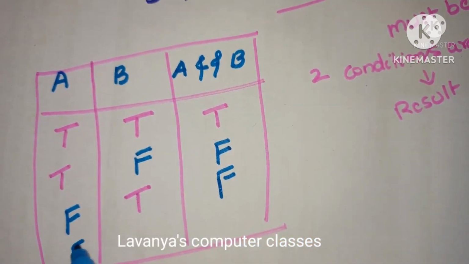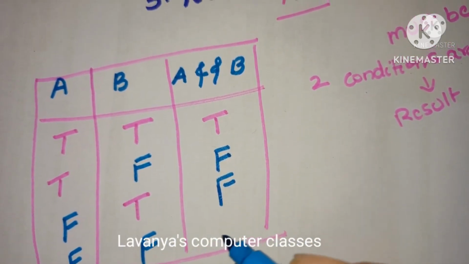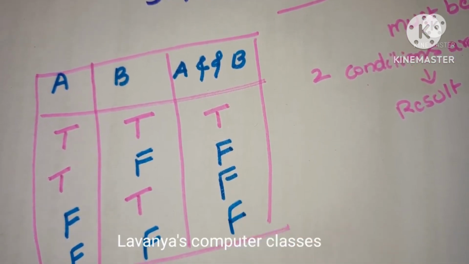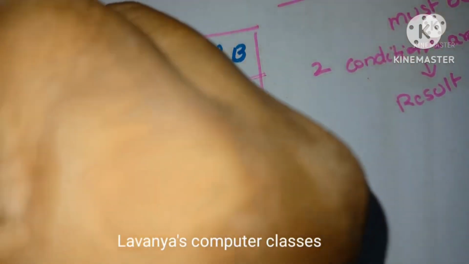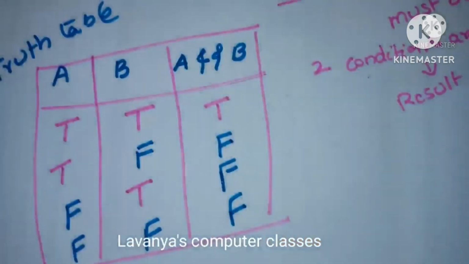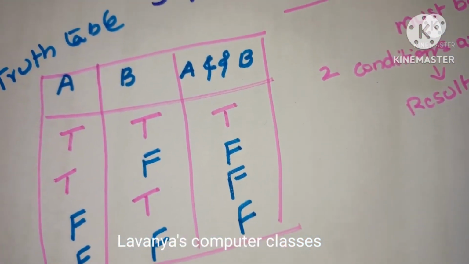If the first condition is false and the second condition is also false, that means both conditions are false, and automatically the logical AND operator works like false only. So this is called the truth table of the logical AND operator.